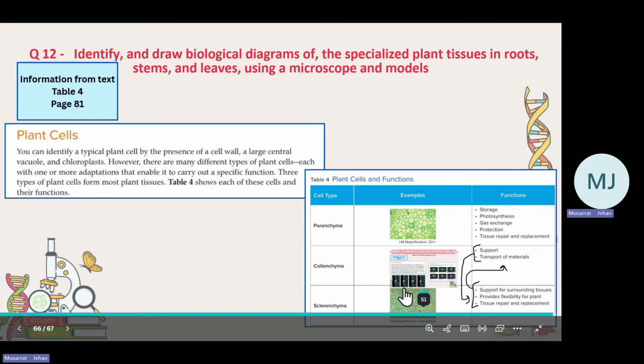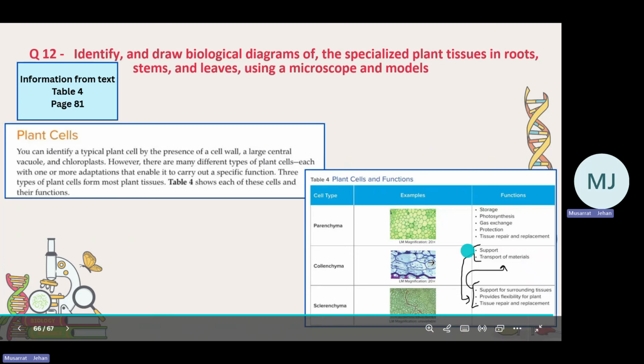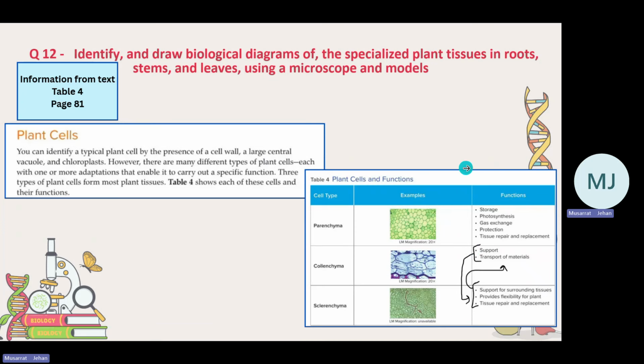Then sclerenchyma is a dead tissue. When it becomes mature, it is not living, it is dead. Sclerenchyma, it's a dead tissue. And its function is to provide support and transport of materials.